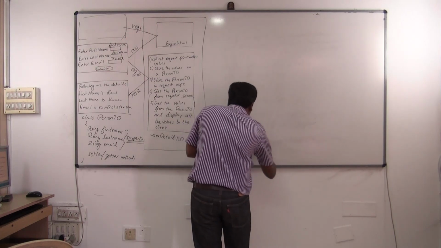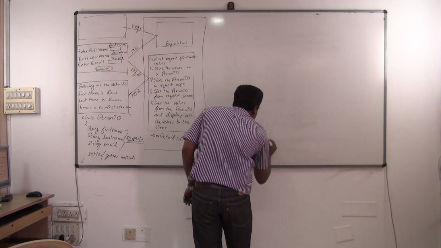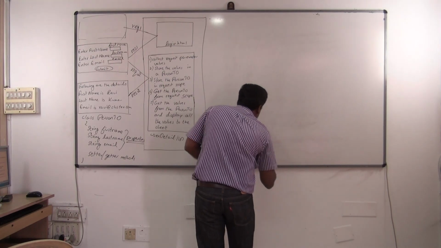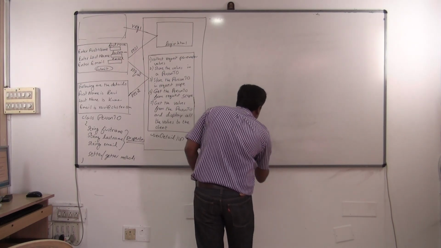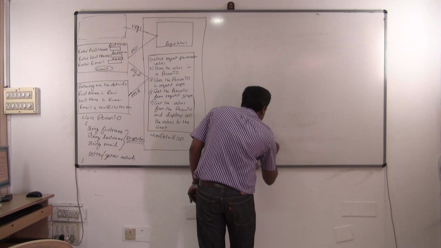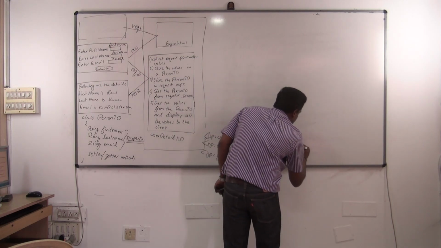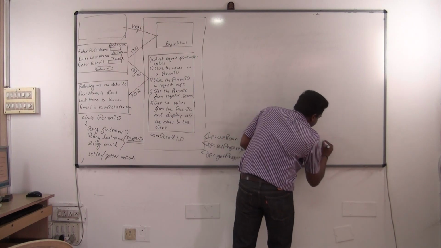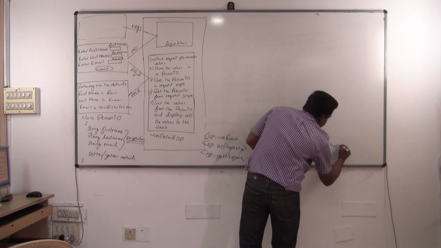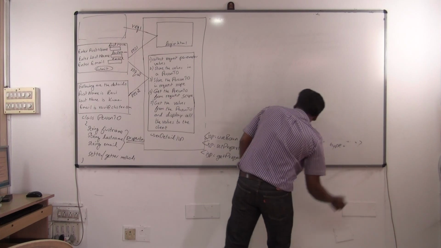ID is equal to some value you have to give. We'll see what values. Then class is equal to some value you have to give. Scope, some value you have to give. Type is equal to some value you have to give.